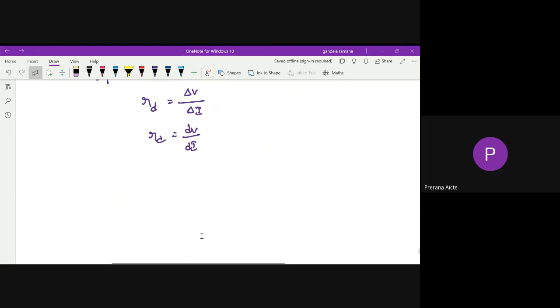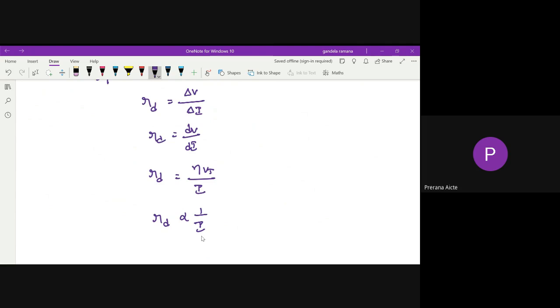Taking I is equal to I naught into e power V by eta Vt minus 1 and differentiating it with respect to voltage, the dynamic resistance is equal to eta Vt by I. Eta and Vt are constant, so RD is inversely proportional to the current.